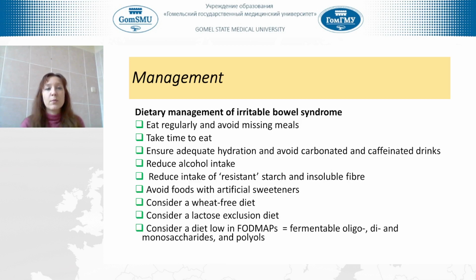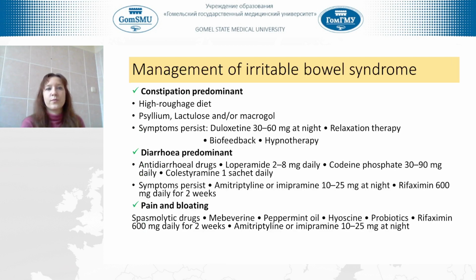Management. Dietary management of irritable bowel syndrome. Eat regularly and avoid missing meals. Take time to eat. Ensure adequate hydration and avoid carbonated and caffeinated drinks. Reduce alcohol intake. Reduce intake of resistant starch and insoluble fiber. Avoid foods with artificial sweeteners. Consider a wheat-free diet. Consider a lactose exclusion diet. Consider a diet low in fermentable oligosaccharides, disaccharides, monosaccharides and polyols.